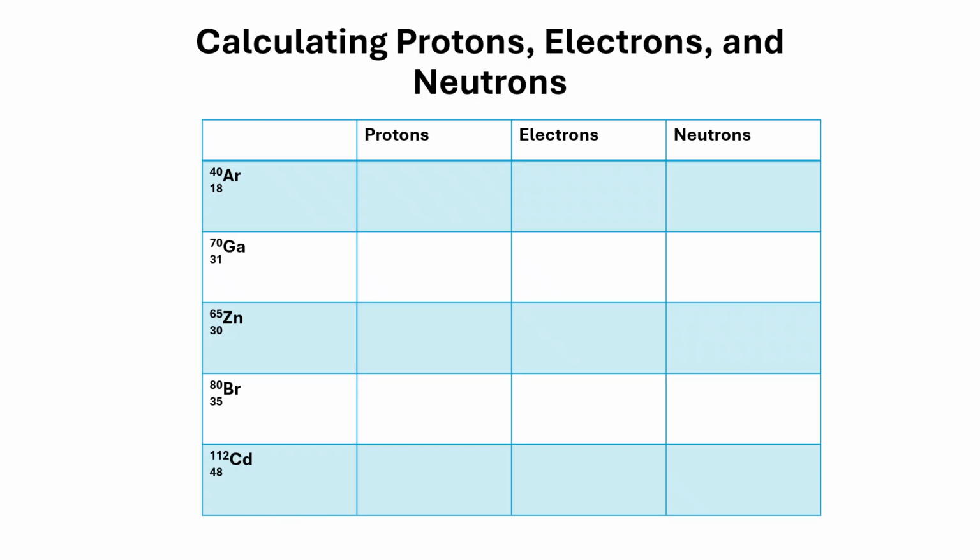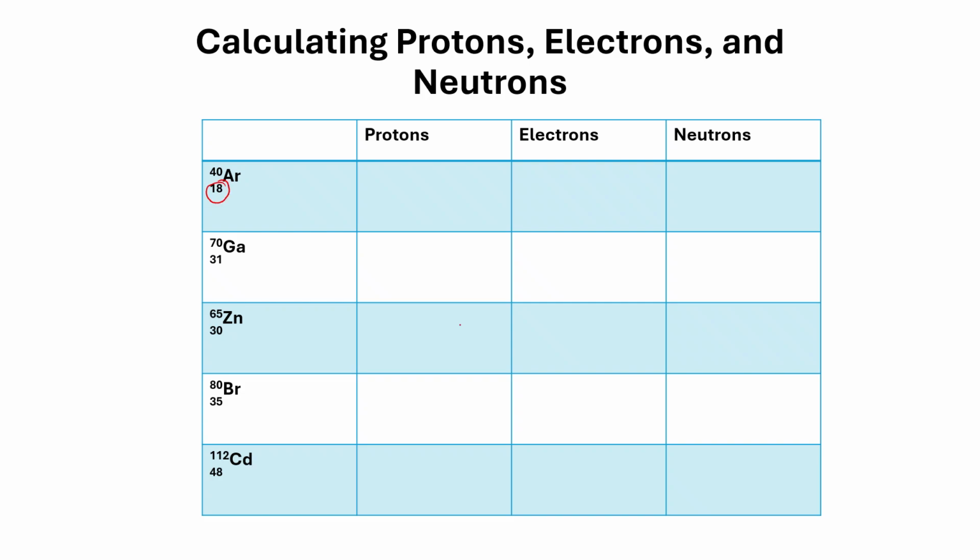Calculating protons, electrons and neutrons. This table shows you 5 different elements with their atomic number and mass number. Let's calculate number of protons, electrons and neutrons. The first one is argon. The subscript number is 18. Therefore, this is the atomic number.